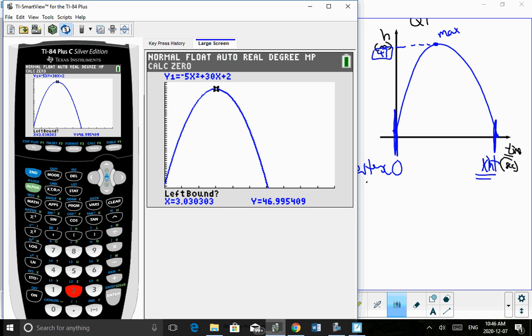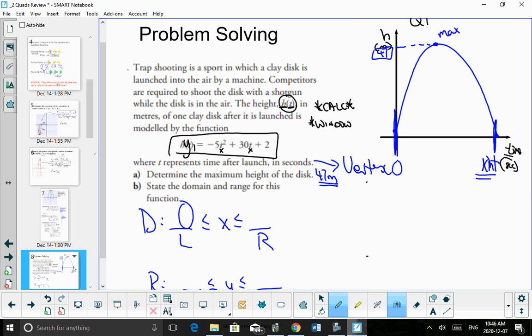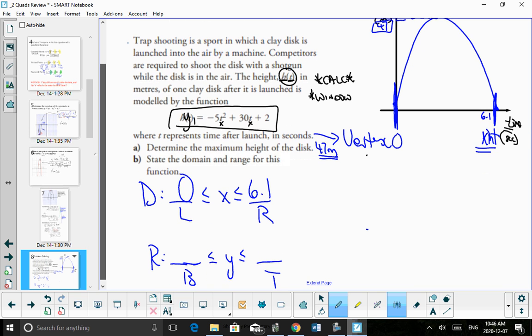So a number on the left, I'll pick 3. A number on the right, I'll go with 9. Hit enter to get past guess. So I get out 6.1. Or in other words, this clay hit the ground after 6.1 seconds. So it was in the air from 0 to 6.1 seconds. So for the range, the bottom of that graph is at 0. That's when it hits the ground. The top of that graph was at 47 because we already know that's the maximum. So there is our left, right, and our bottom top.